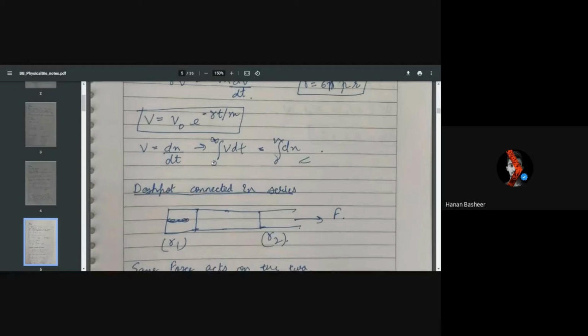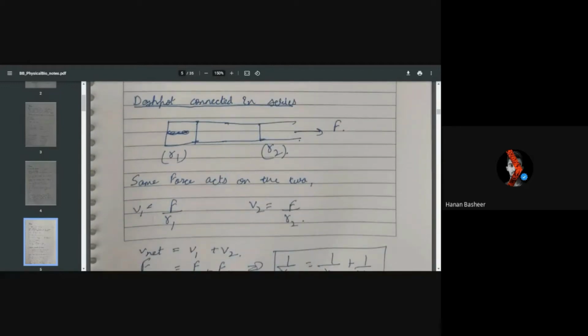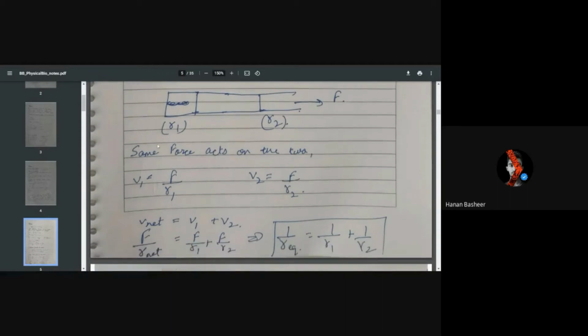Then we can use this to find the displacement also by integrating it. Now, finding the relation between the dashpot constants, if the dashpots are connected in series or in parallel. If it is in series, we know that they both will experience the same force F. So F by gamma 1 equals V1 and F by gamma 2 equals V2, and their sum will be the total velocity at which they are moving.